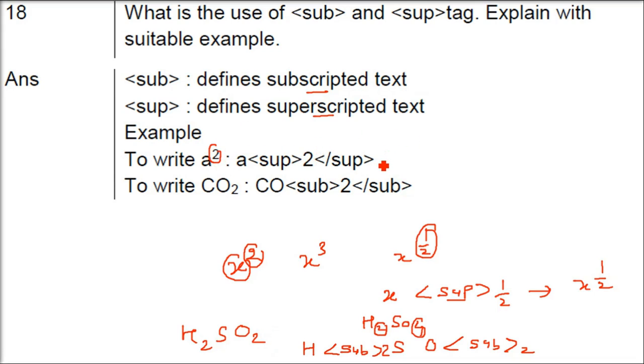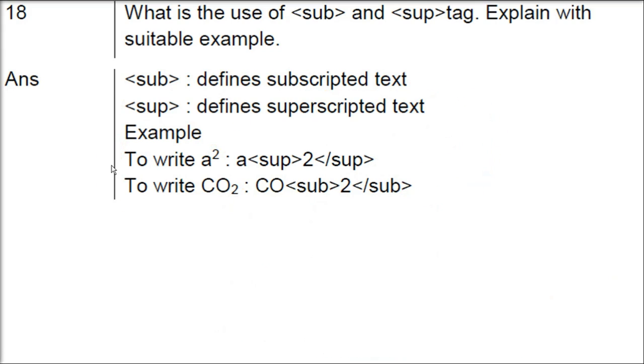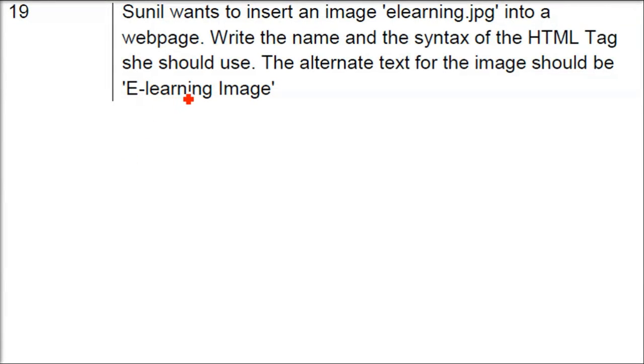I'll give you this example which they have given. A square is A sub 2, CO2 is CO, and CO after that sub. And sub and sup you have to close it also. They are container tags.